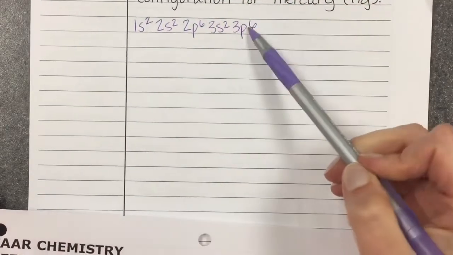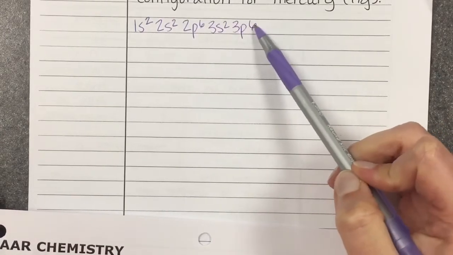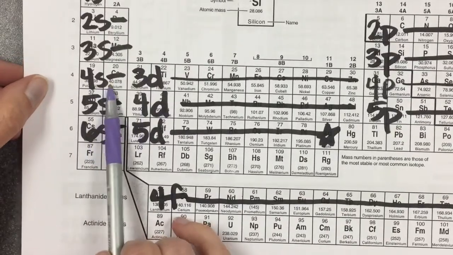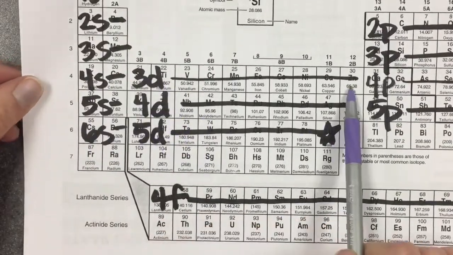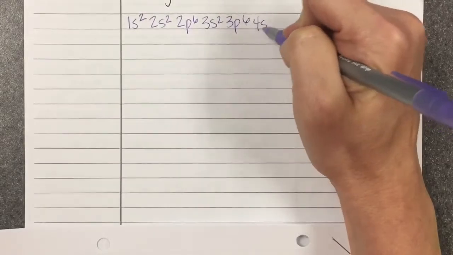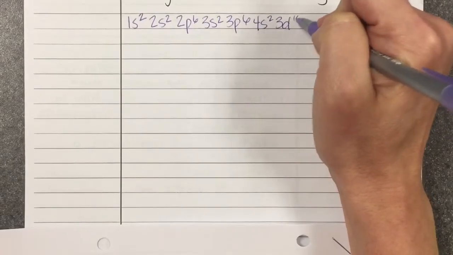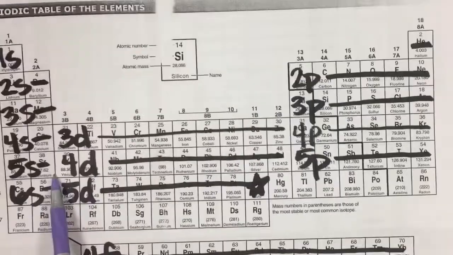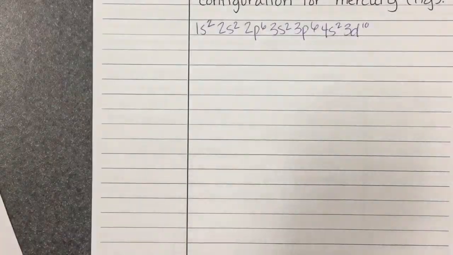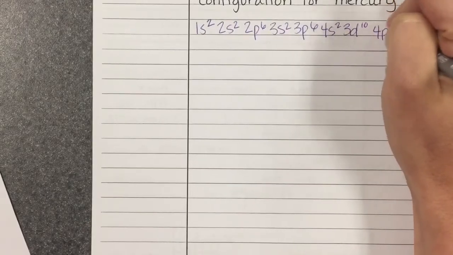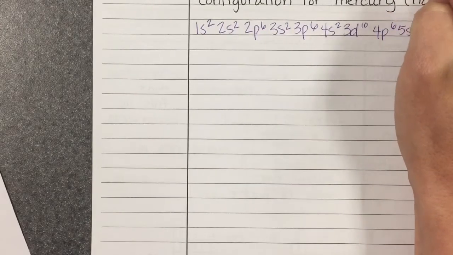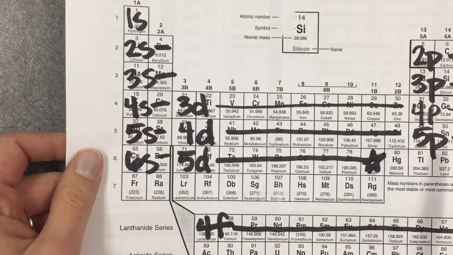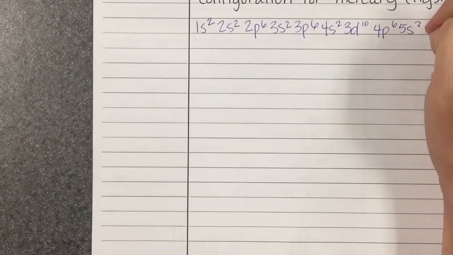Three p holds 6 electrons. All p sublevels hold 6 electrons. And then I keep going from there. 4s holds 2. 3d holds 10. Four p holds 6. 5s holds 2. After the 5s level, the 4d holds 10, and the 5p holds 6.